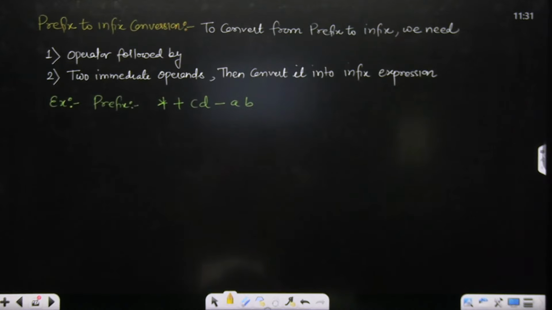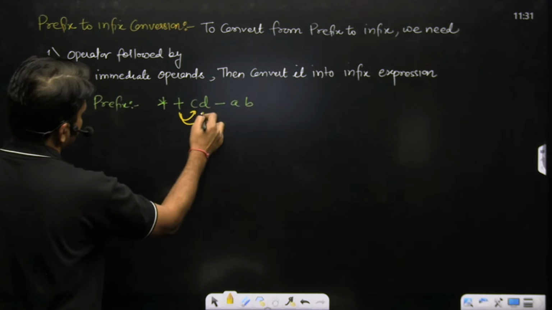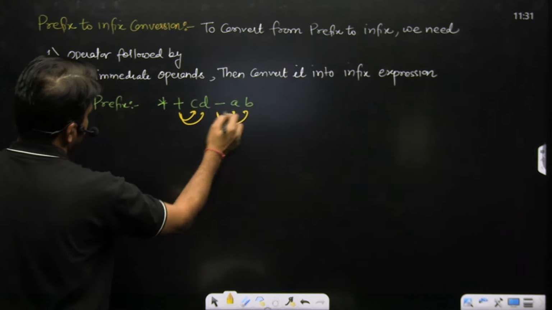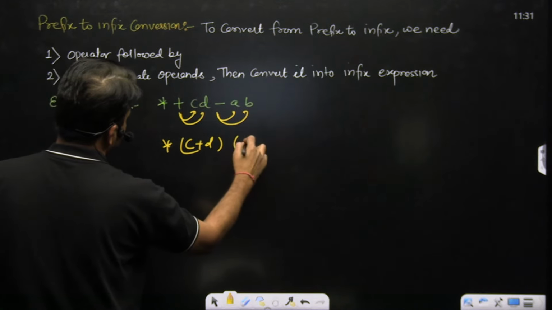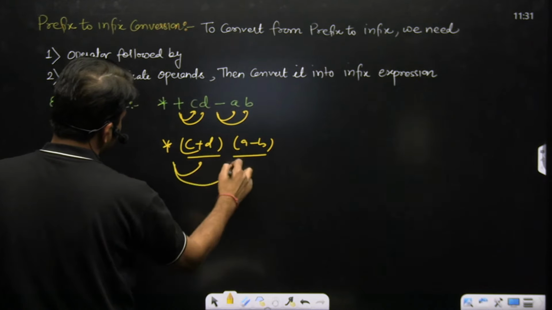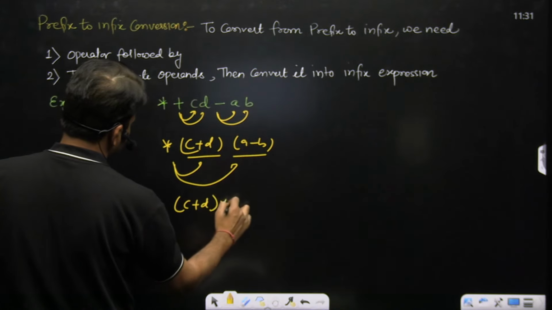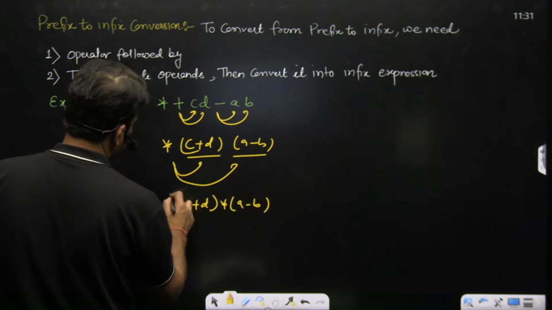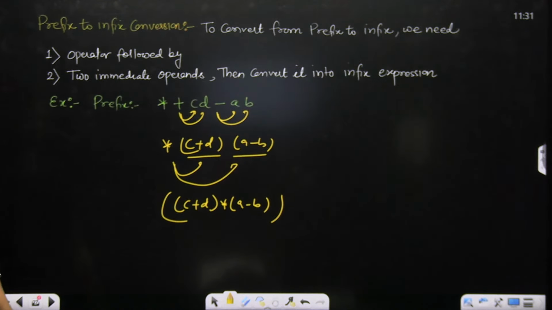Okay. So now similarly, prefix to infix. I want to convert prefix to infix. It is very simple, the same way. Check two operands and convert into infix. C plus D, A minus B, and then check two operands. So convert into C plus D into A minus B. So in this way you can convert from prefix to infix. Very simple.